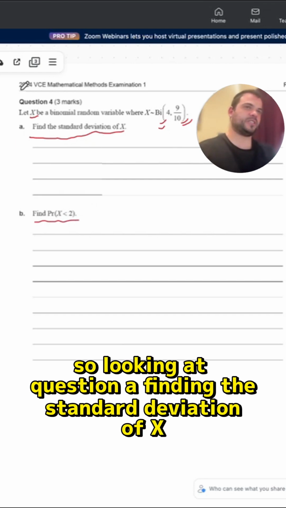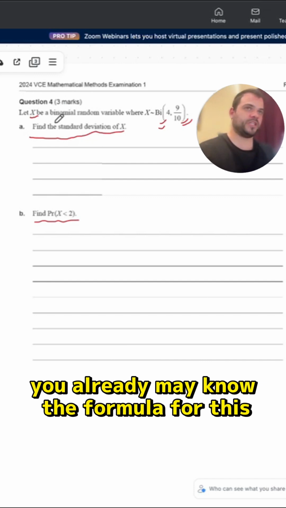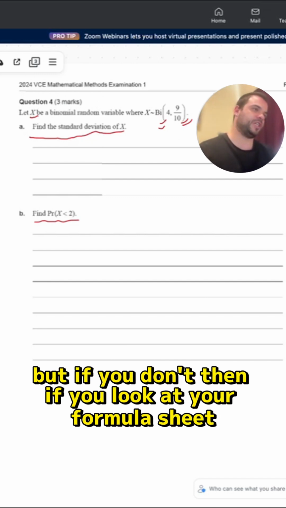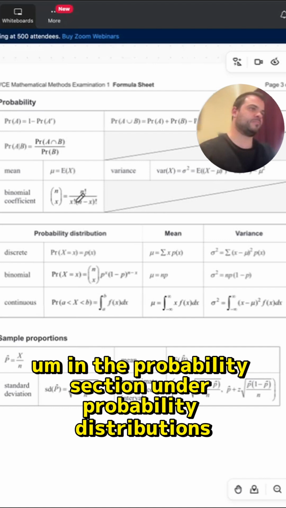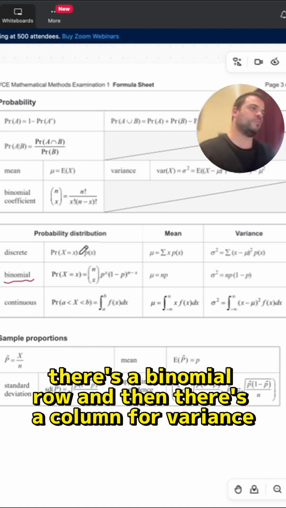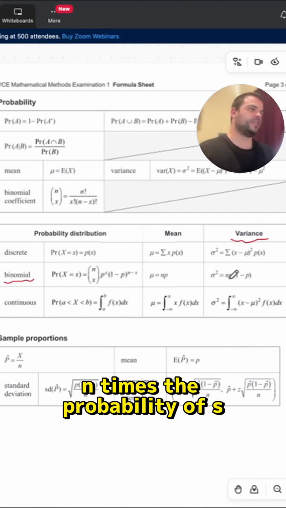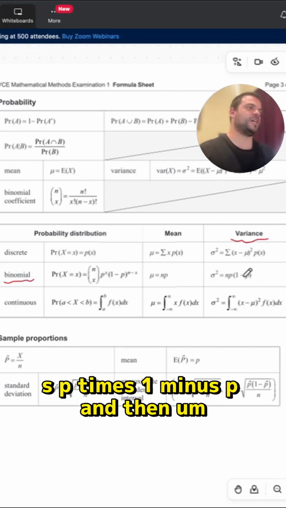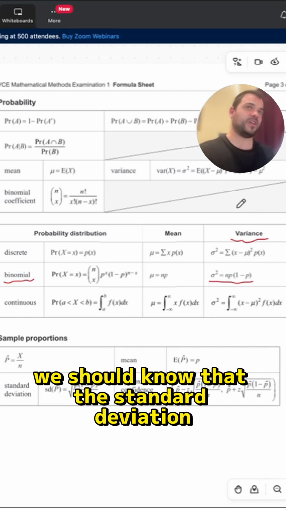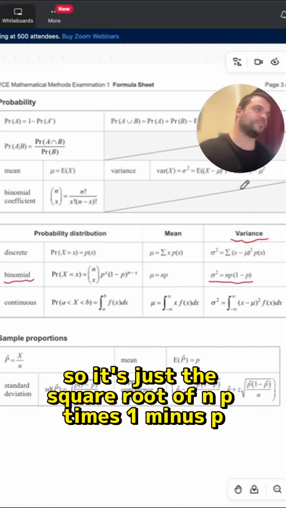So looking at part A, finding the standard deviation of x, you already may know the formula for this, but if you don't, then if you look at your formula sheet, in the probability section under probability distributions, there's a binomial row, and then there's a column for variance. And it says the variance of a binomial random variable is the number of trials, n, times the probability of success, p, times 1 minus p. And then we should know that the standard deviation is just the square root of the variance. So it's just the square root of np times 1 minus p.